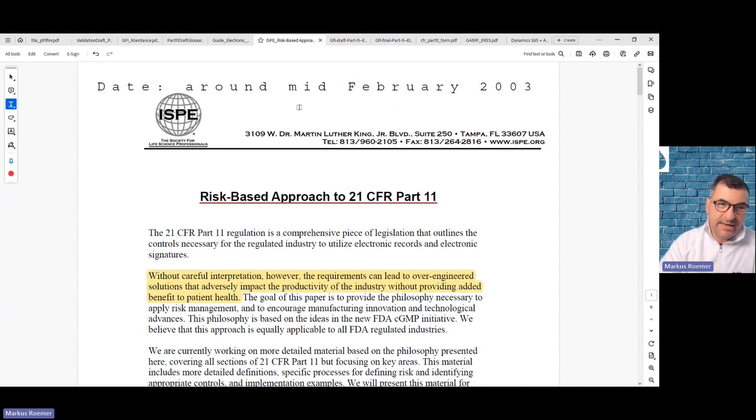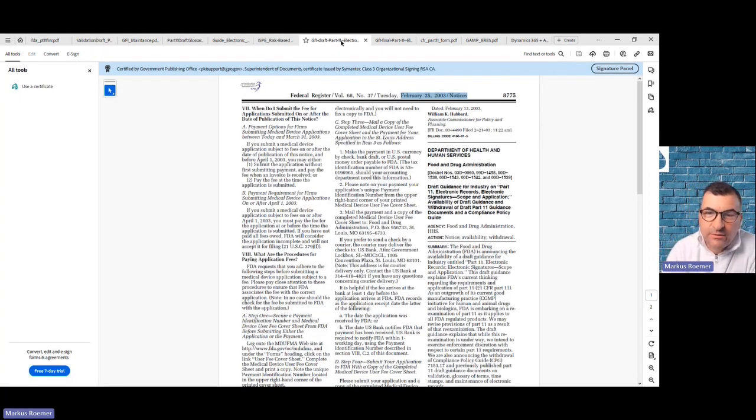1997, Part 11, then 4 good practice guides. So the statement is: without careful interpretation, however, the requirements can lead to over-engineered solutions that adversely impact the productivity of the industry without providing added benefit to patient health. And below that, they suggest a risk-based approach. So that was mid-February.